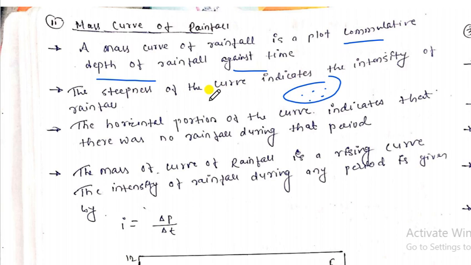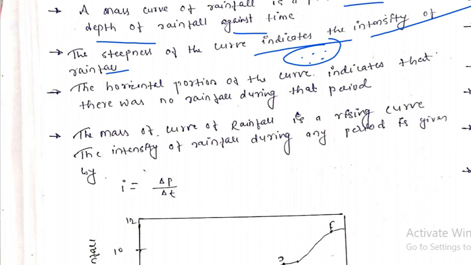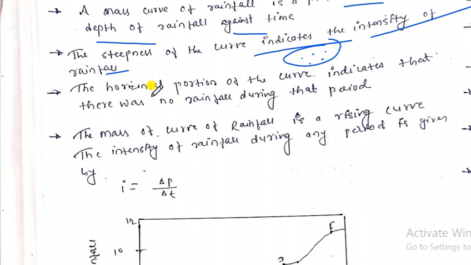The steepness of the curve indicates the intensity of rainfall, right? Let me show you the figures. As you can see, there is a slope in the curve. So the steepness of the curve indicates the intensity of rainfall. In some of the curves, if the line is totally horizontal, then it indicates there is no rainfall during that period. So we have to consider all these things.